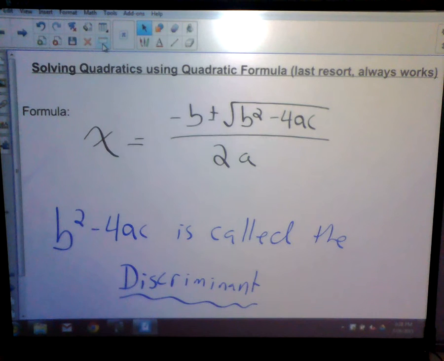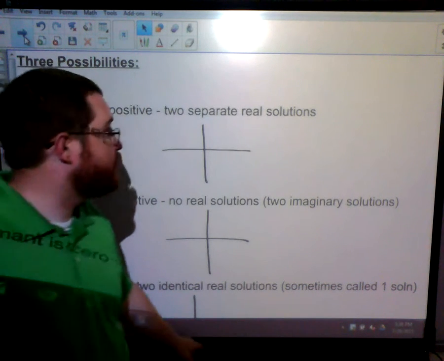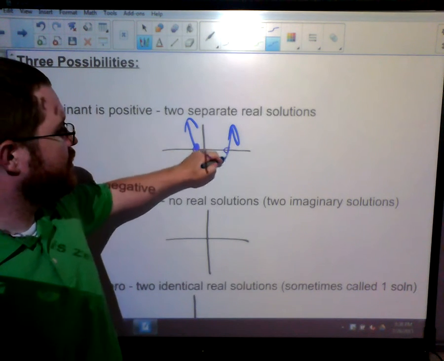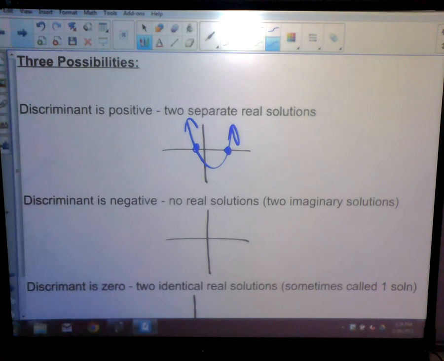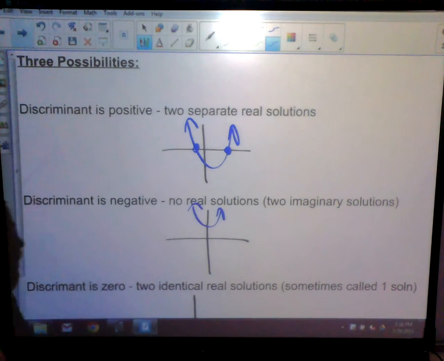b squared minus 4ac is called the discriminant, and it does something pretty cool. If the discriminant is positive, that means you have two real solutions. It means your parabola crosses the x-axis twice. If the discriminant is negative, it's got no real solutions. It means your parabola never crosses the x-axis, never crosses 0.